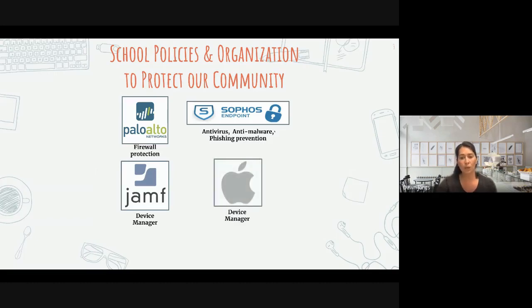Very similarly with the Apple Device Manager. These two things, Jamf and Apple, work together. Apple on its own has something, but Jamf is a little bit more umbrella to what our needs are.